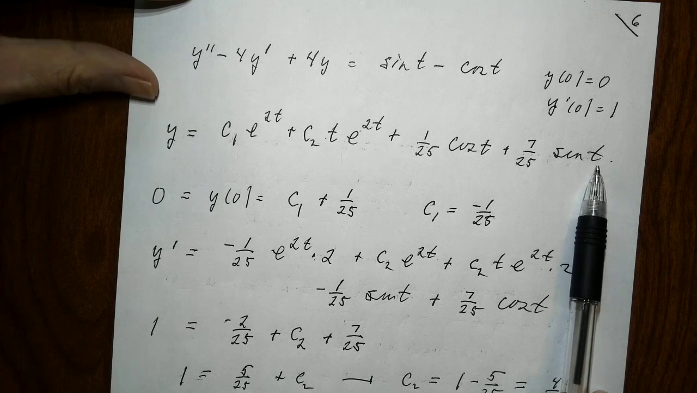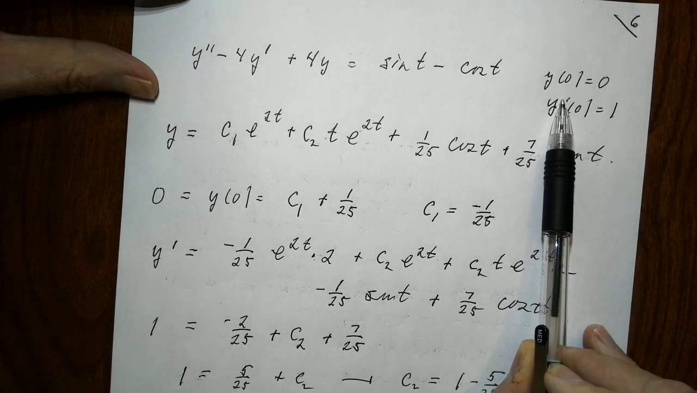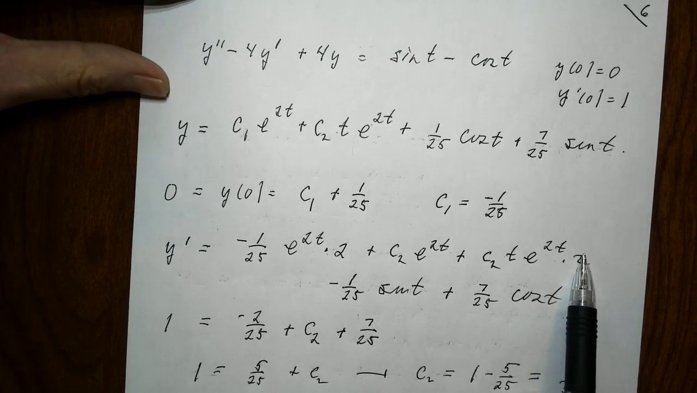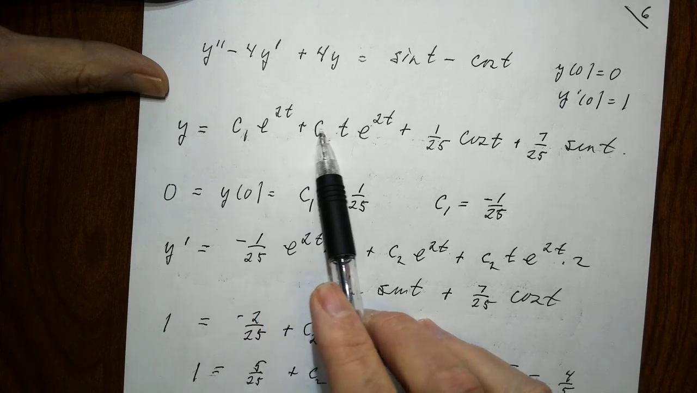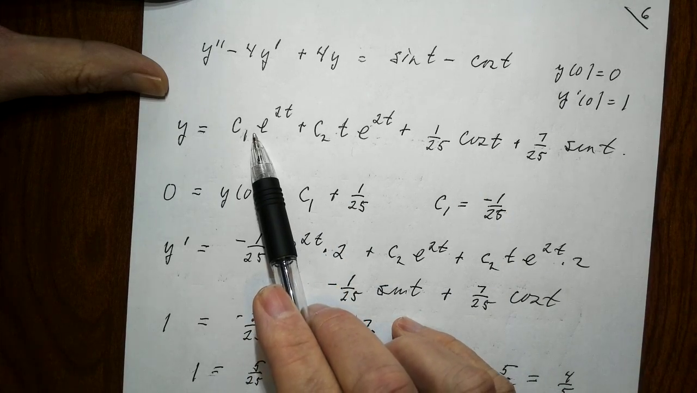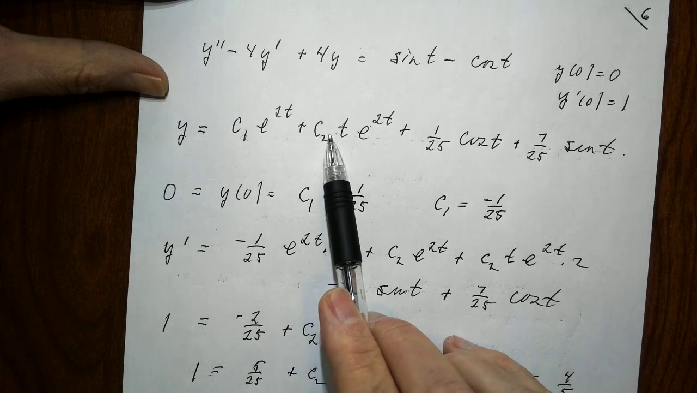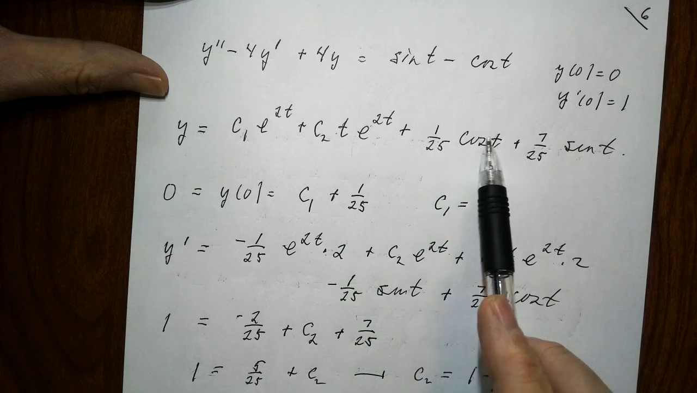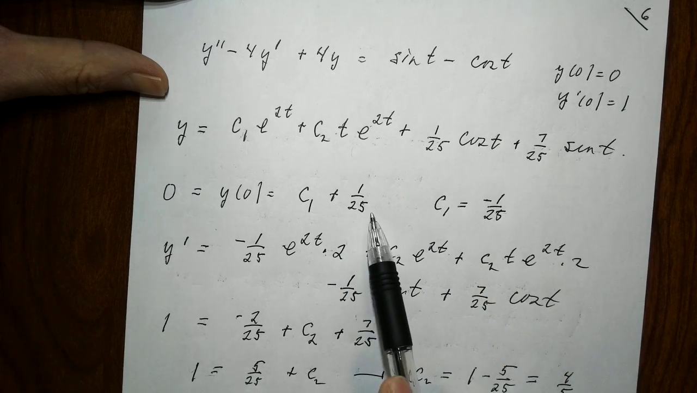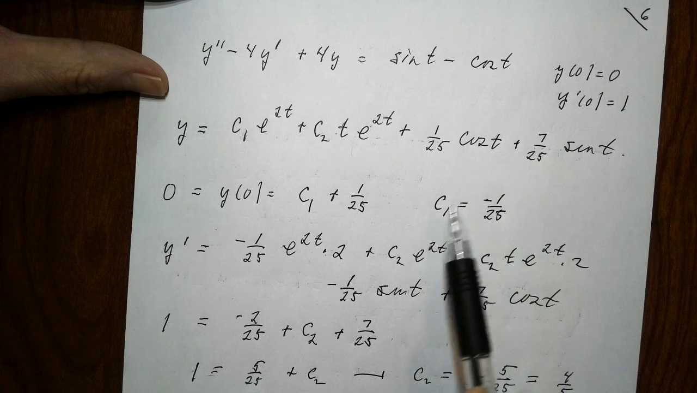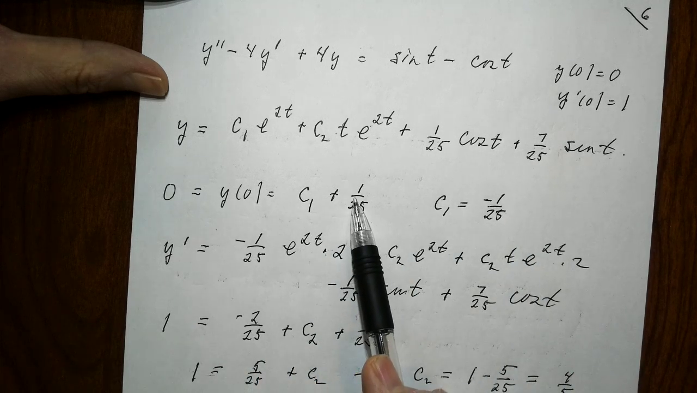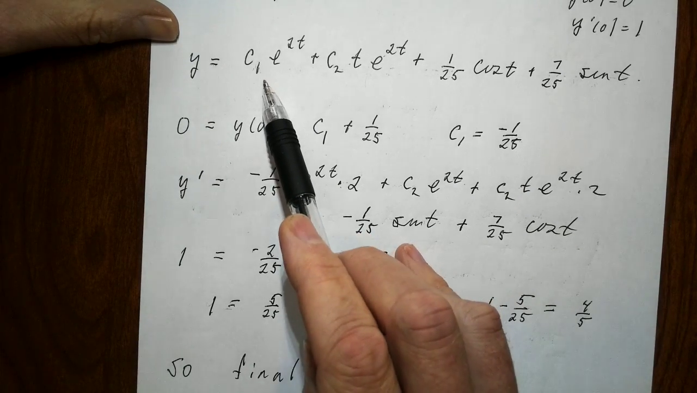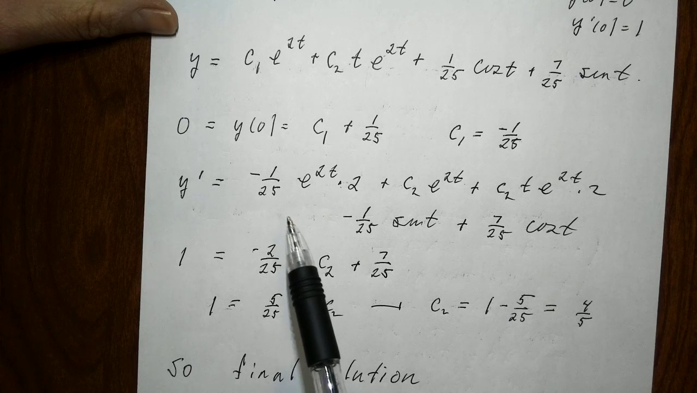Try saying that quickly. Okay, so we now need to use our initial conditions to figure out what C1 and C2 are in this case. Now I said that y of 0 is 0, so if I plug 0 in up here, I get C1, because e to the 0 will be 1, C2, but then when I plug 0 into this, it's going to go away because of that t term. Plug 0 into the cosine, I get 1, so I'll have a 1/25. 0 into the sine of t, it goes away. So 0 equals c1 plus 1/25. Therefore, c1 equals minus 1/25.